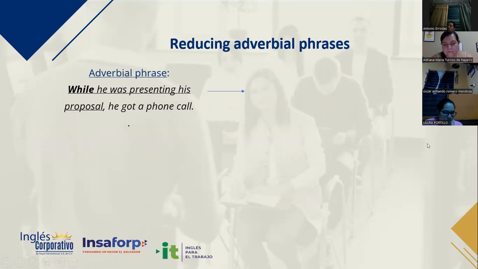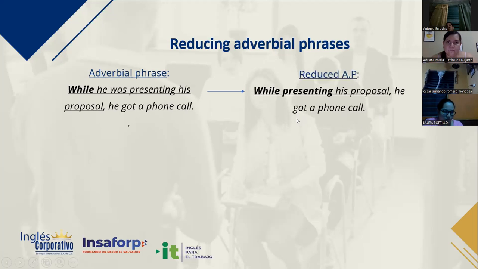Look, another one, reducing adverbial phrases. "While he was presenting his proposal, he got a phone call." We're going to make this sentence shorter. Look, "while presenting his proposal, he got a phone call." So we eliminate "he was." You have these two options, both are correct.